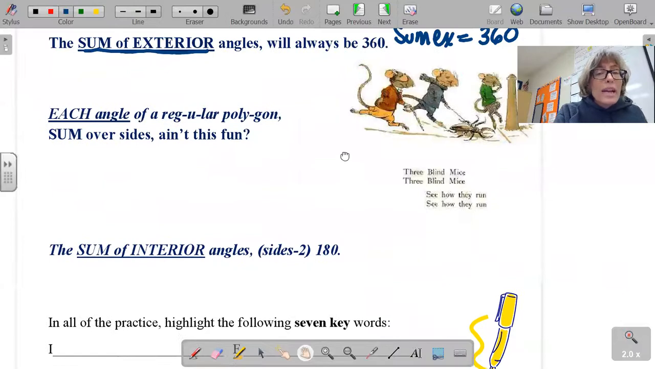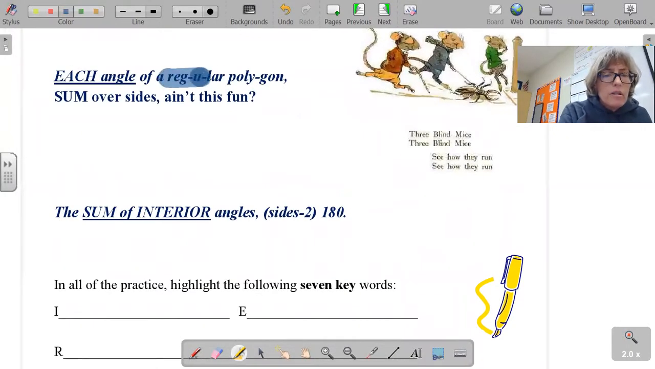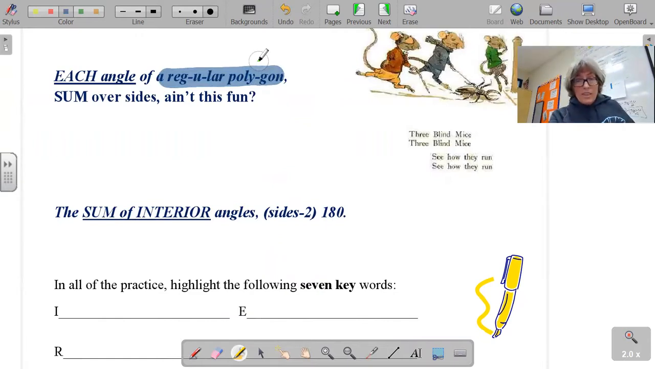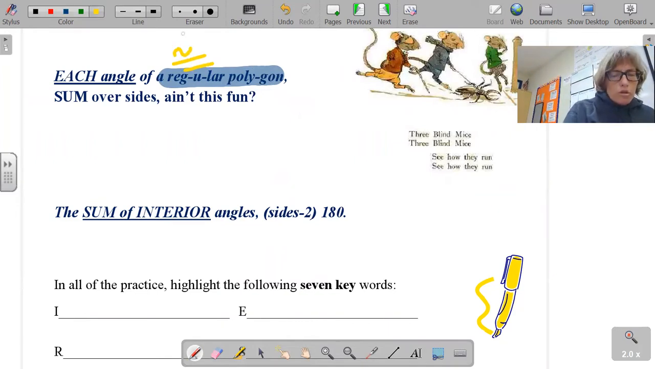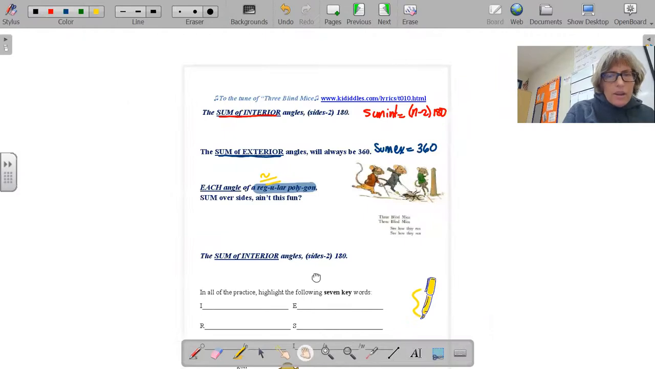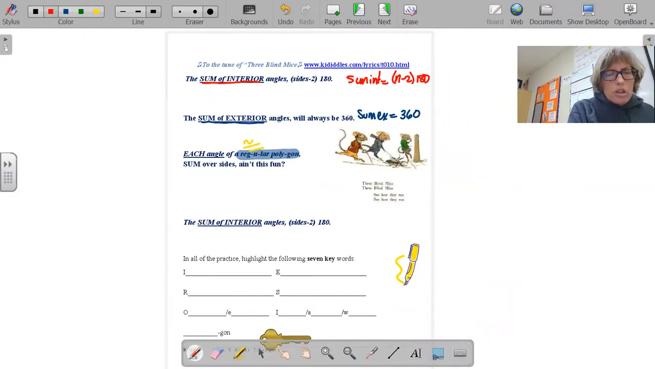Each angle of a regular polygon, sum over sides, ain't this fun? Regular, just make note, regular means you have all congruent angles. There's two versions of sum over side. There's the interior and the exterior. So we're just going to do both versions. Sum interior, sum, it's not sum, it's one. One interior, one exterior.